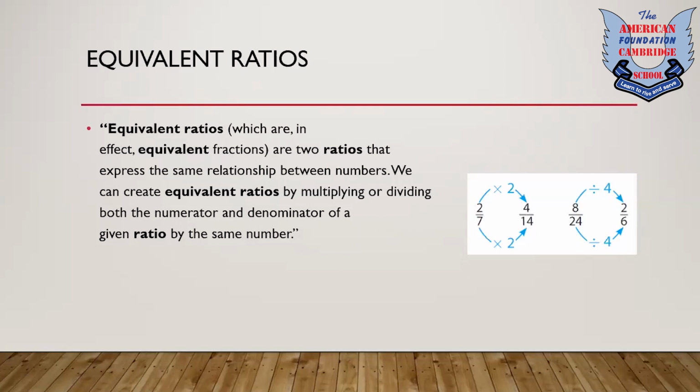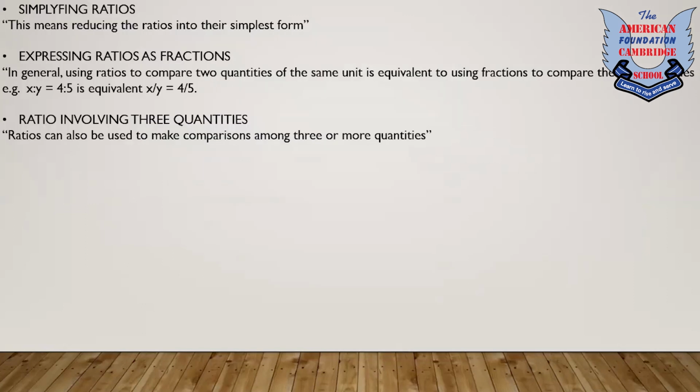You can see 8/24 when divided by 4 gives you 2/6. You divide both the numerator and denominator. Since both the quantities are divided by the same number, we can say that 8/24 is the equivalent ratio to 2/6. Moving on.